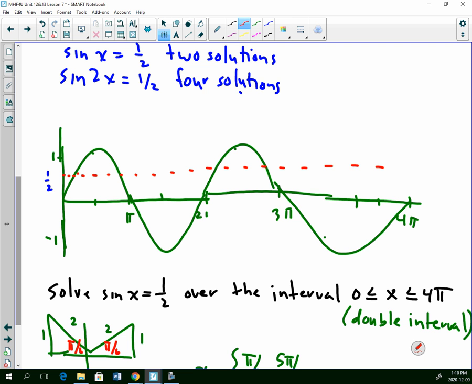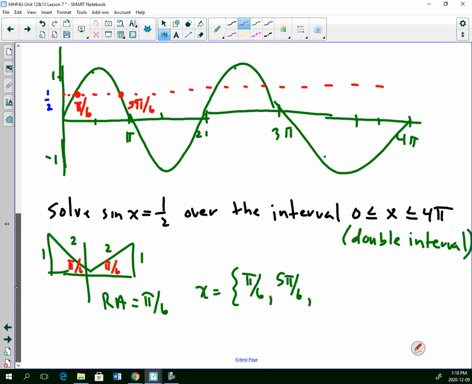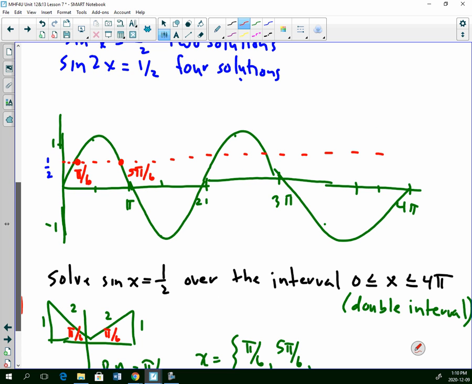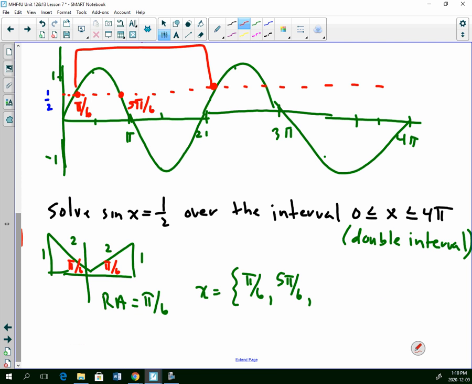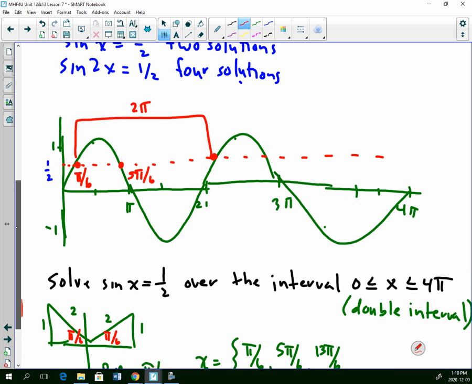So I found this answer is at pi over 6, and this answer is at 5 pi over 6. So if I do it the normal way, I found pi over 6 in quadrant 1, 5 pi over 6 in quadrant 2. But remember, we're doubling the interval, so these are going to repeat. So this pi over 6 is going to repeat here. So we're going to add 2 pi to that pi over 6 to get that next answer. So pi over 6 plus 2 pi is going to equal 13 pi over 6. Okay, so that would be this one.